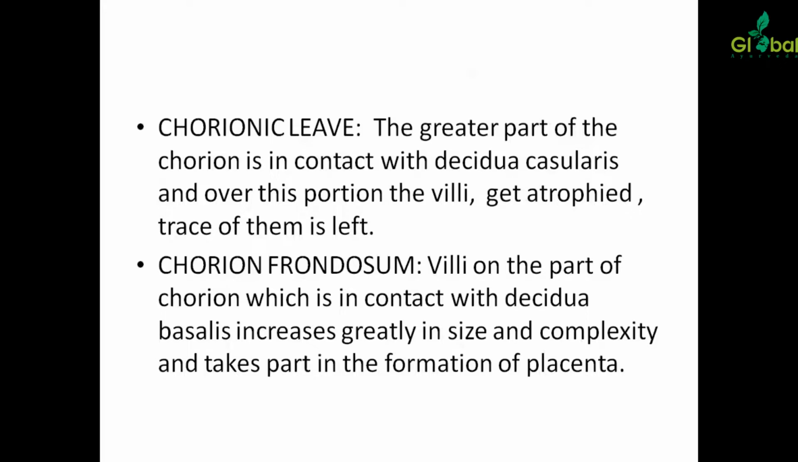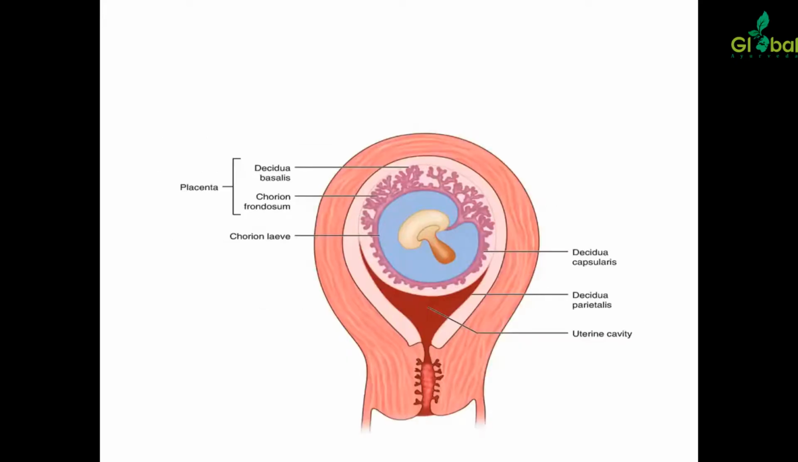Then chorion frondosum: the villi on the part of the chorion which is in contact with the decidua basalis increase greatly in size and complexity and take part in the formation of the placenta. This is known as chorion frondosum. Then comes the picture showing the decidua capsularis, decidua basalis, chorion frondosum, and chorion leave. In the picture, we can clearly see what is chorion leave and what is meant by chorion frondosum.